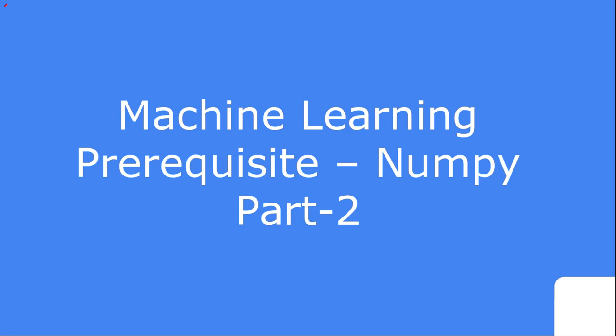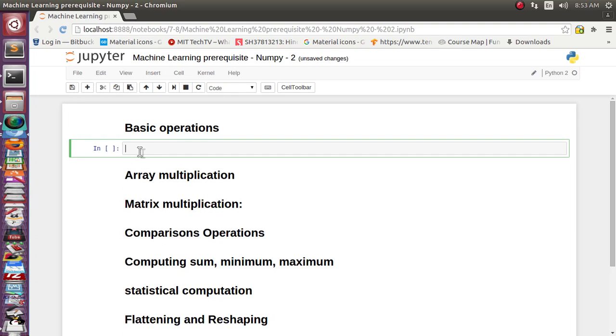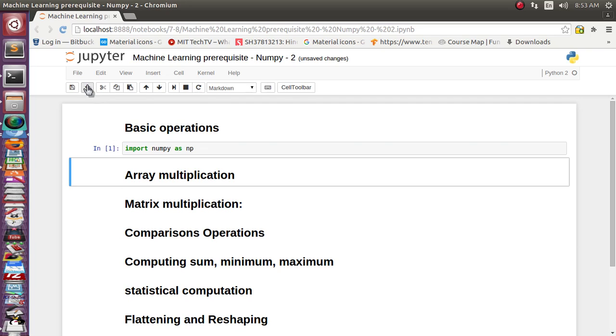So let's start. These are the topics I have decided for today's lecture: the basic operations on arrays, array multiplication or matrix multiplication, sorting, and how to find the sum, and how to compute the minimum and maximum out of the array. Let's begin one by one. First of all, let's import the numpy library. Okay, we have successfully imported it.